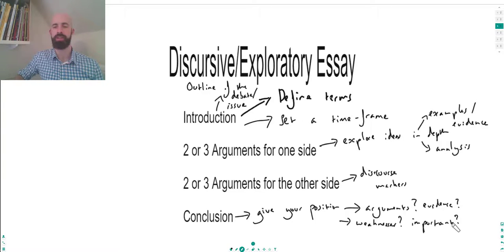So you look at the relative importance of arguments, and there's all sorts of debates. One of the things you've got to watch out for when you're learning about a debate is, don't think that just because 2 arguments are presented side by side in this discursive exploratory essay format, both of those arguments have equal merit just because they're presented in a more or less balanced way. That's a fallacy. It's not necessarily the case.